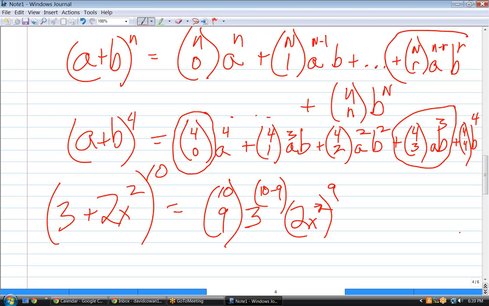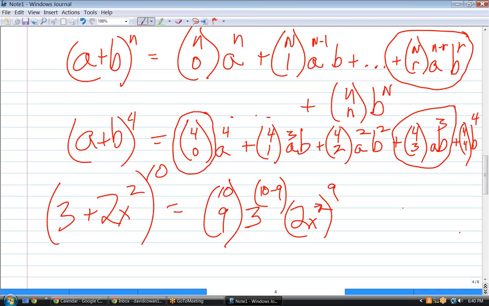Remember, this is my second to last term as r gets to within 1 of n. In other words, in this case, the second to last term is where r is 9. So the coefficient is 10 choose 9. The first term would be a, which is 3 to the 1 power, which is correct. The second term, which is b, is going to be to the 9th power because it's to the r.